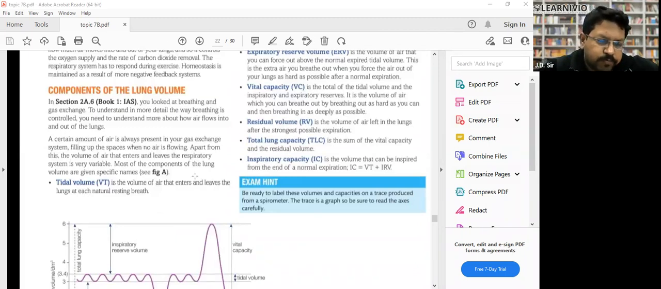What is tidal volume? Affaf, try to understand. These are the concepts which you need to understand. Right now I am teaching you and you are studying. Every time we are breathing in and breathing out, every time I am taking in 500 ml of gas, that is not oxygen. Out of 500 ml gas, 21% is oxygen. 500 in and 500 out. So that is called tidal volume, the volume of air that enters and leaves the lungs in each natural resting breath.